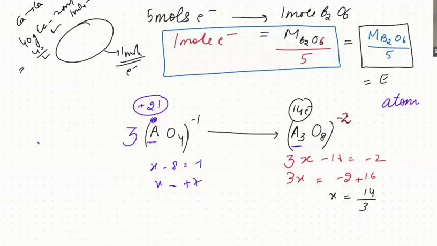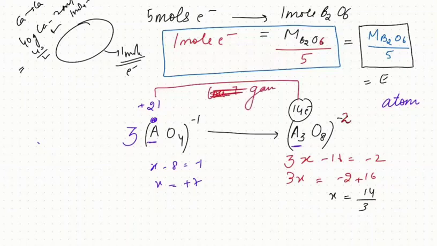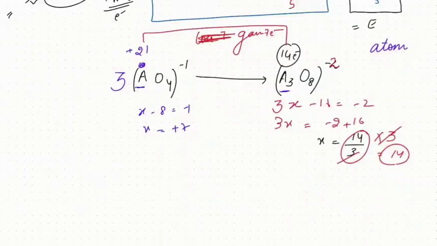So from 21 to 14, it is going to basically gain 7 electrons. Do you understand? Overall, because for 1A the charge is 14 by 3, so for 3A the charge would be 14. On that side it will be 21, so 21 minus 14 will be 7. Any doubts in this? So it will be AO4 by 7.